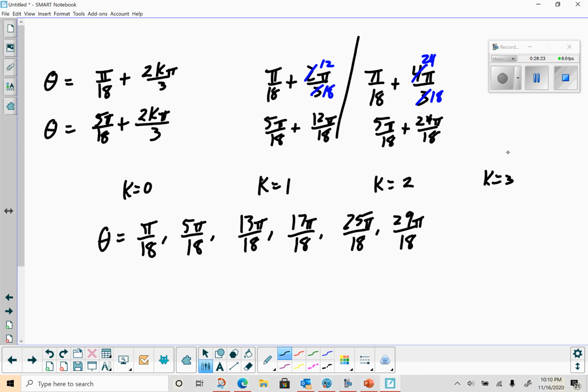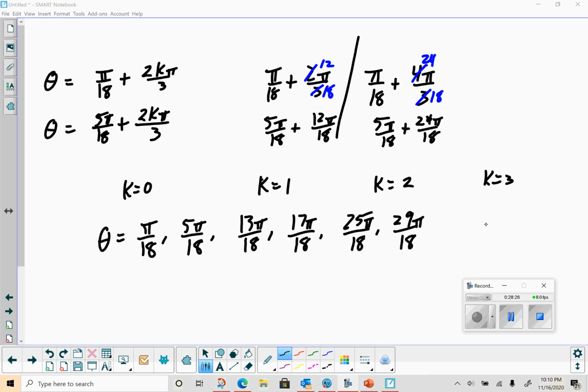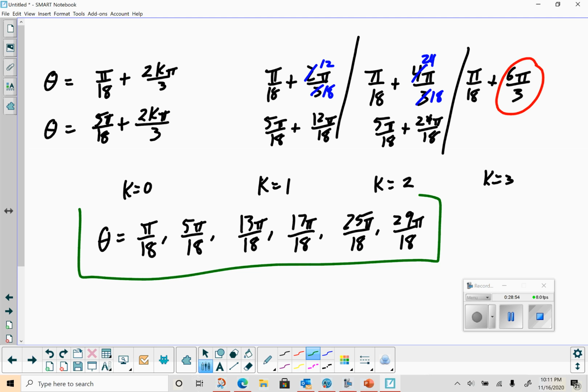What happens when k is equal to 3? So pi over 18 plus 2 times 3 would be 6 pi over 3. Oops, wait a minute, hold on. 6 pi over 3, that's equal to 2 pi. And if I add the pi over 18 plus 2 pi, I've gone too far. My list is finished.